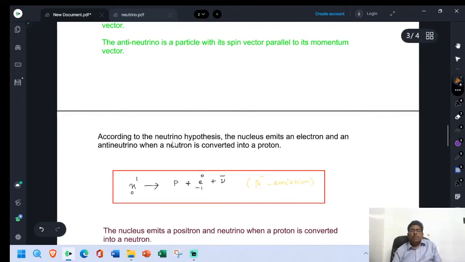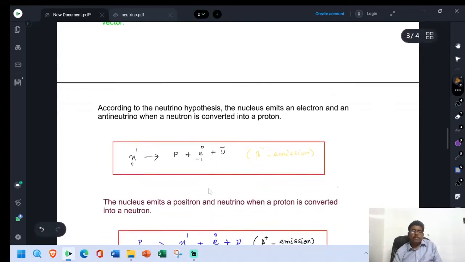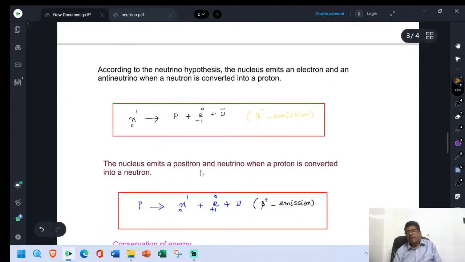According to the neutrino hypothesis, the nucleus emits an electron and an antineutrino when the neutron is converted into a proton. In this reaction, the concepts energy, linear momentum and angular momentum are conserved. The nucleus emits a positron and neutrino when a proton is converted into a neutron.